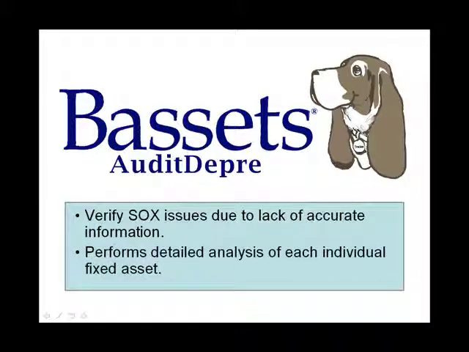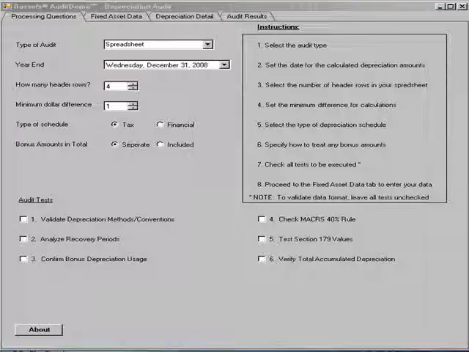Let's move to the AuditDepre presentation. When you start AuditDepre, the first tab allows you to set several processing options and then select the specific test to execute. AuditDepre can audit exported data from any fixed asset software package or directly from Excel. You then need to set your fiscal year-end date. Next, you can select how many rows of header information are at the top of your spreadsheet.